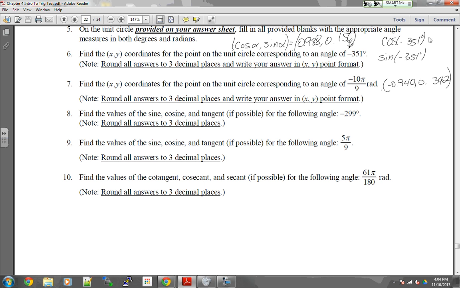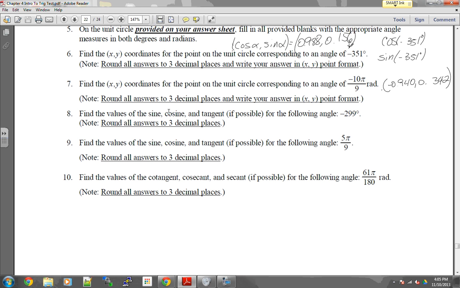Now it says find the sine, cosine, and tangent value, if possible, for the following angle. What it means by if possible is that the tangent is sine divided by cosine. So since it's sine over cosine, if your cosine value comes out to be 0, you will not have a tangent because you can't divide by 0.